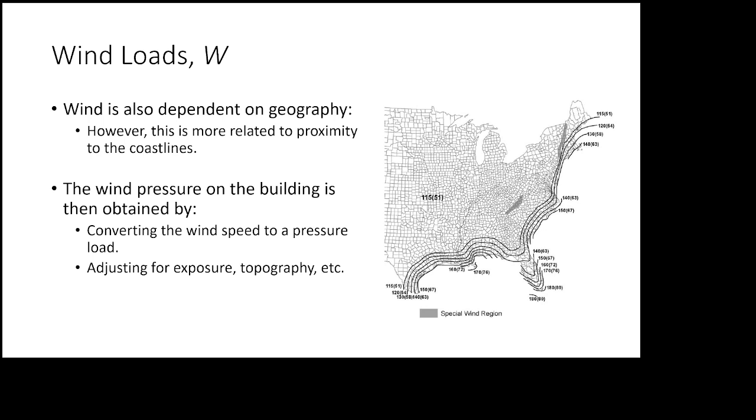What's going on the coasts? Why do the coasts suddenly get larger? Why do we have higher wind speeds on the coasts? Hurricanes, there you go. So exactly, as you start getting closer to the coast, you have to up your wind speeds because of the potential for hurricanes and ocean storms and whatnot.